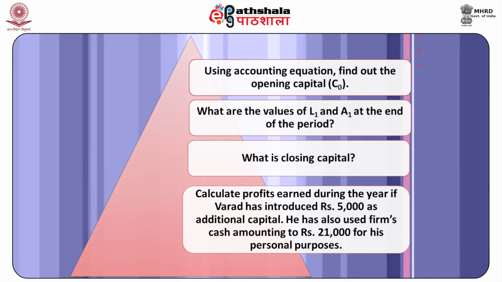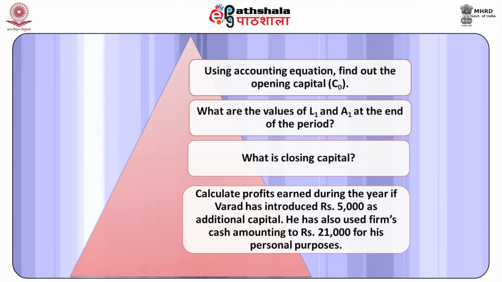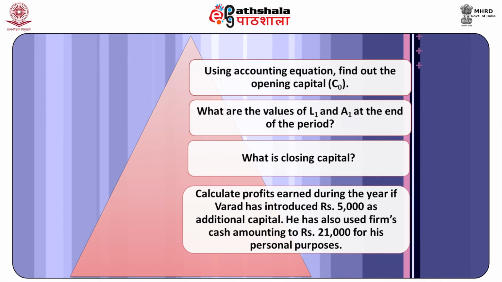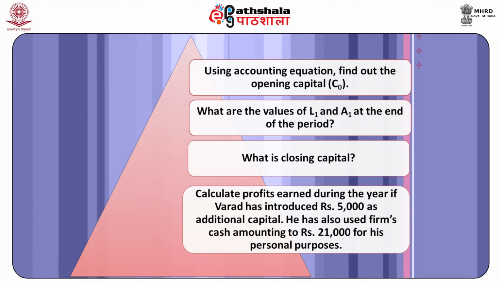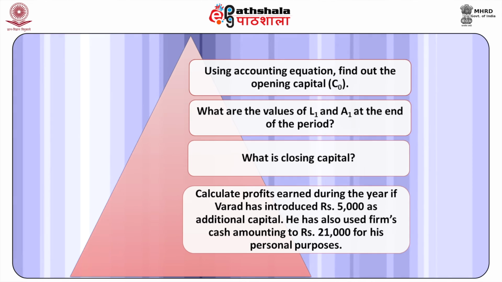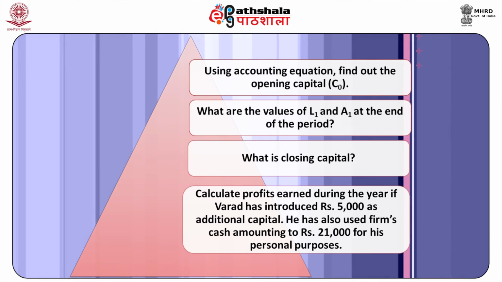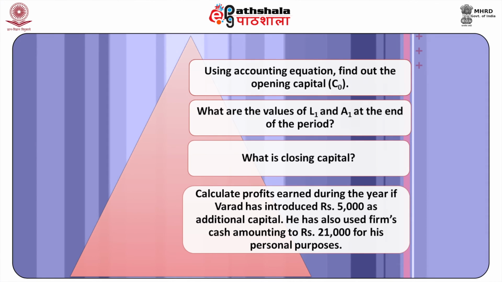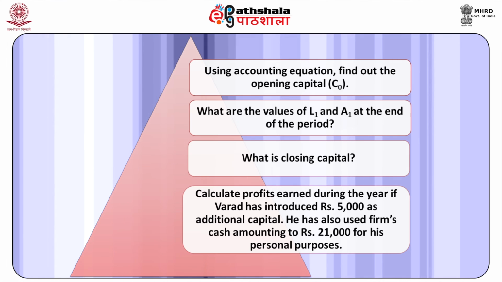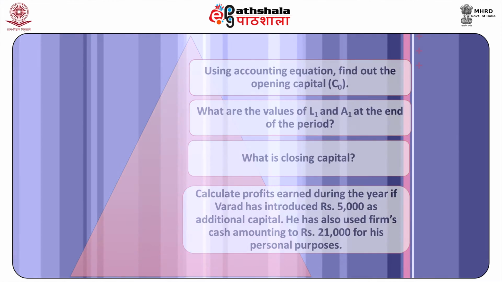First, using the accounting equation, find out the opening capital, that is C0. Next, what are the values of L1 and A1 at the end of the period? Next, what is the closing capital? Next, calculate profits earned during the year if Varad has introduced rupees 5,000 as additional capital. He has also used the firm's cash amounting to rupees 21,000 for his personal purposes.